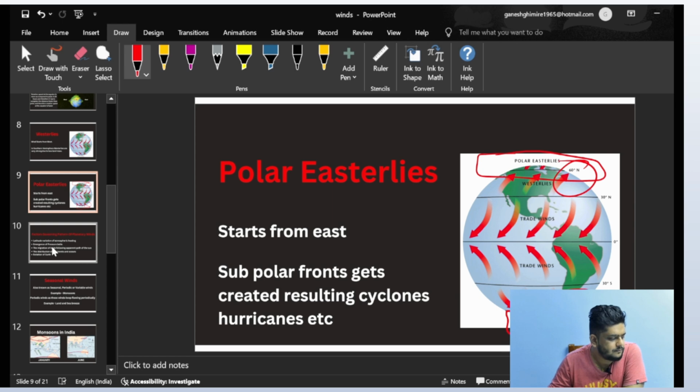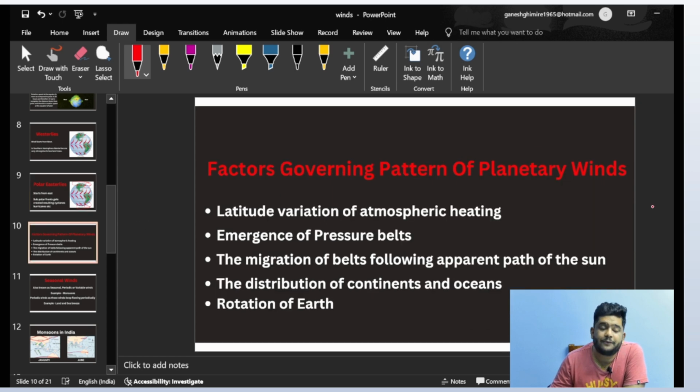Moving ahead, what are the factors that govern the pattern of planetary winds? First, it is the latitudinal variation of atmospheric heating. We have already discussed this. There are various latitudes, and if you go up the atmosphere, the heat also varies. We will discuss that when we discuss heat. Today we are discussing winds. We will also discuss latent heat.